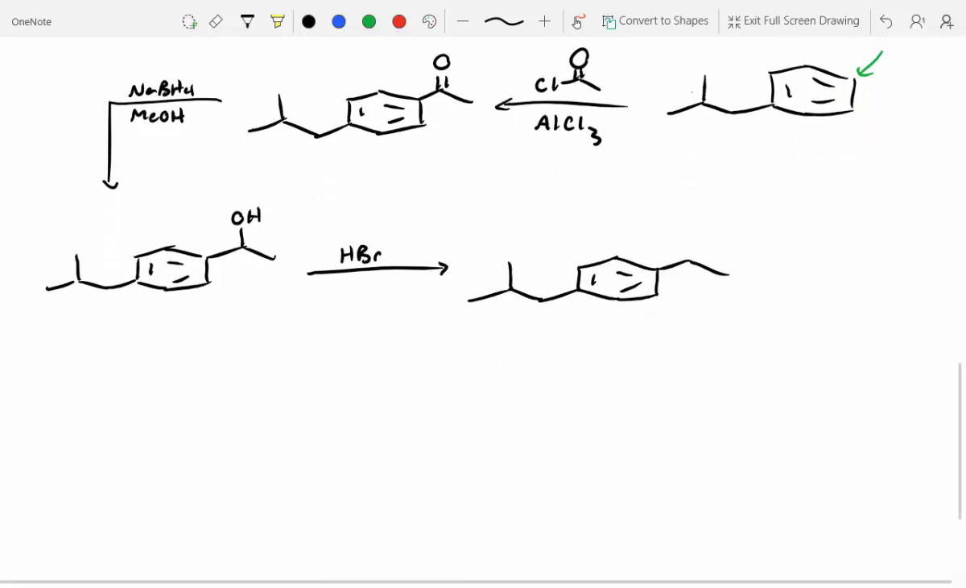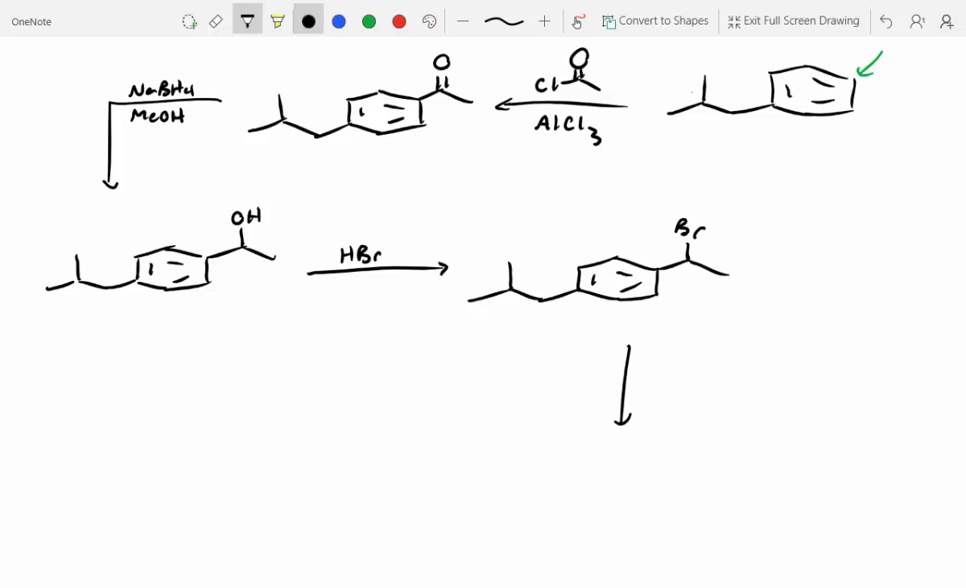Why is my pen not working? So we've got bromine right here. How can we go from here all the way to our ibuprofen product? Anybody have a proposal? Do we make it into a ketone again? Not quite. The big thing we need to consider is we need to get this carbon installed.